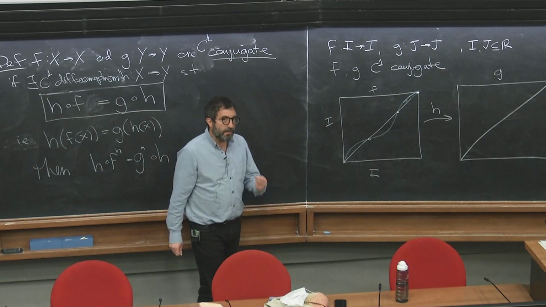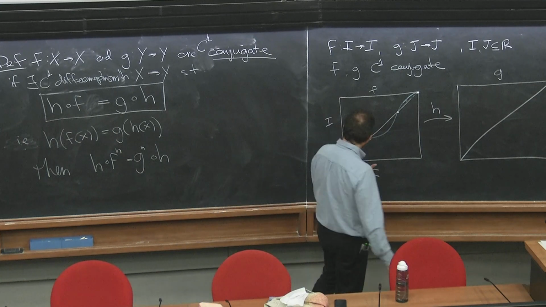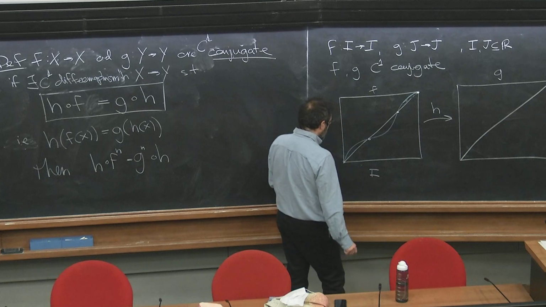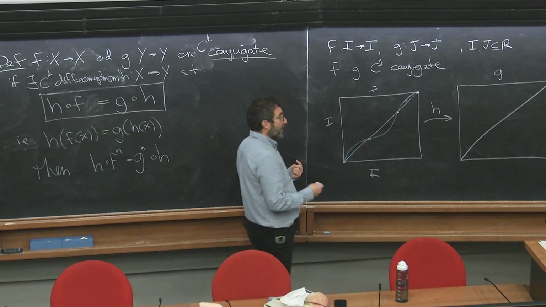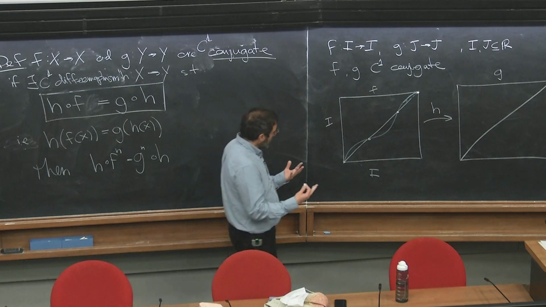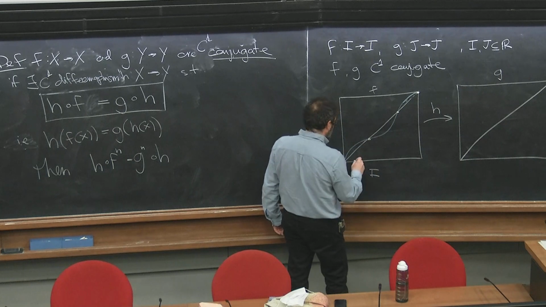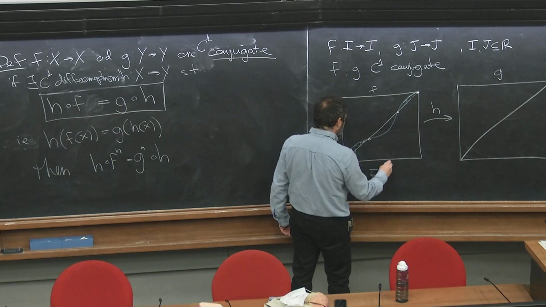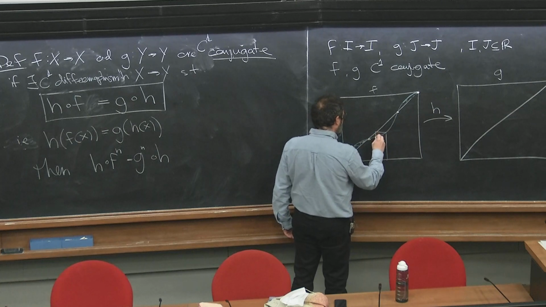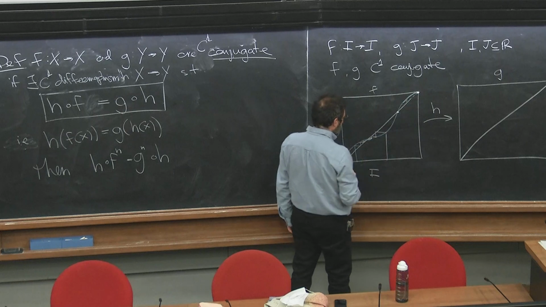And it must send omega limits to omega limits, right? So in this case, some of these fixed points are attracting, some are repelling. If you remember, this fixed point is attracting, because if you take an initial condition here, it will converge to this. If you take an initial condition here, it will converge to this. This fixed point is repelling, this is attracting.